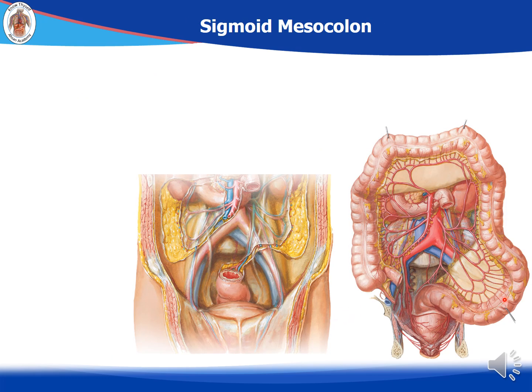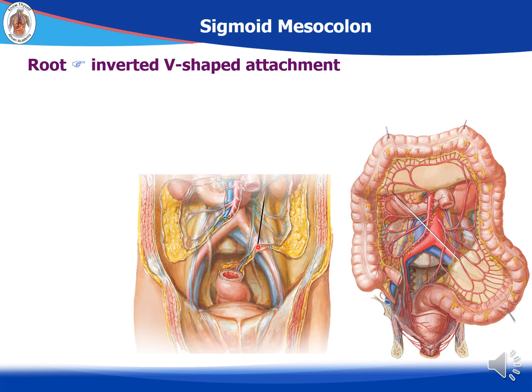You can see this is the sigmoid colon going to the pelvic cavity. So this is having mesentery, and the mesentery is V-shaped, and the root is forming a V-shaped attachment. This is the apex of that V, this is the apex of that V. So the root has a V-shaped attachment, and the apex of the V is attached here.